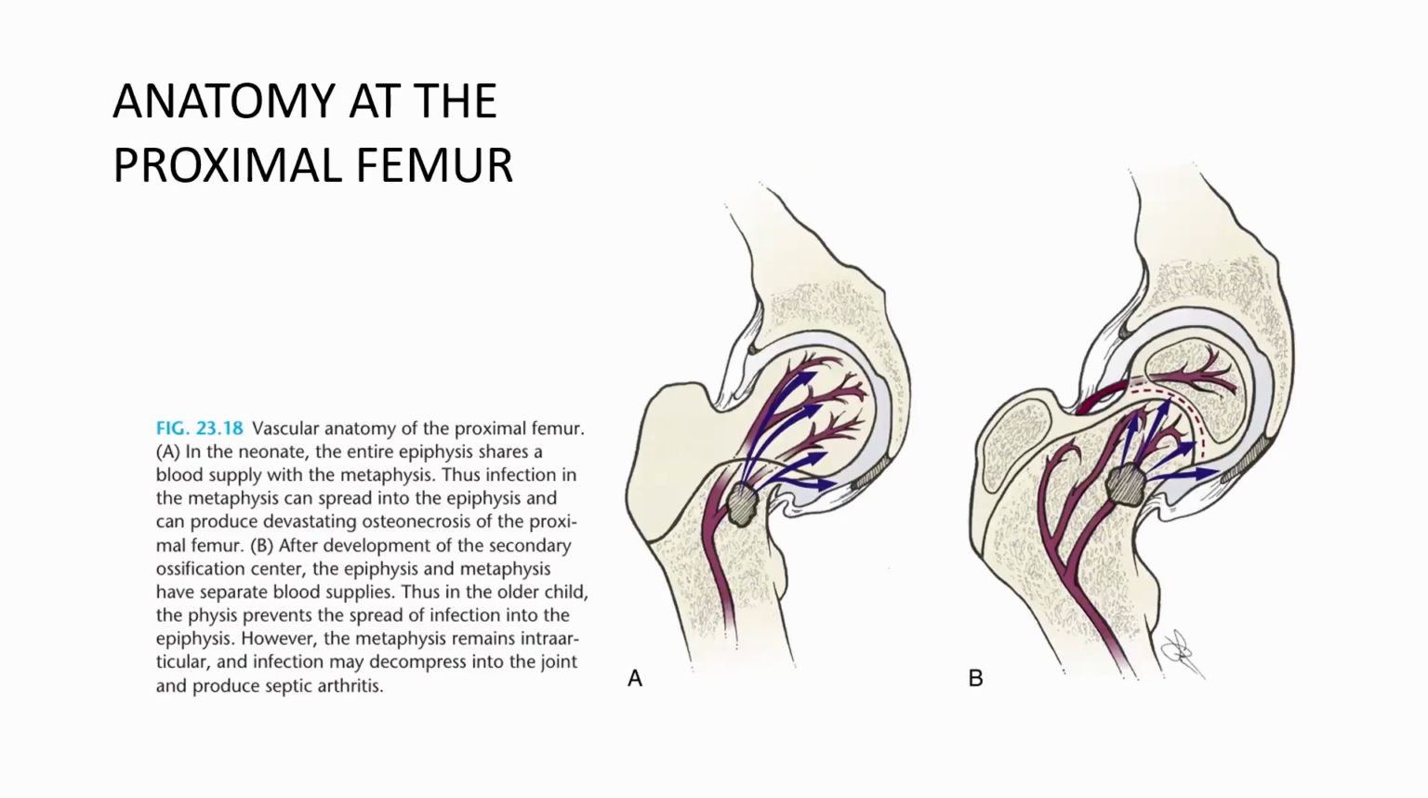So apart from the anatomy I explained in the previous slide, the anatomy of the proximal femur is peculiar and different because in a neonate, the entire epiphysis shares a blood supply with the metaphysis. Thus, infection in the metaphysis can spread into the epiphysis and can produce devastating osteonecrosis of the proximal femur. After development of the secondary ossification center, the epiphysis and the metaphysis have separate blood supplies. Thus, in the older child, the physis prevents the spread of infection into the epiphysis. However, the metaphysis remains intra-articular and infection may decompress into the joint and produce septic arthritis.